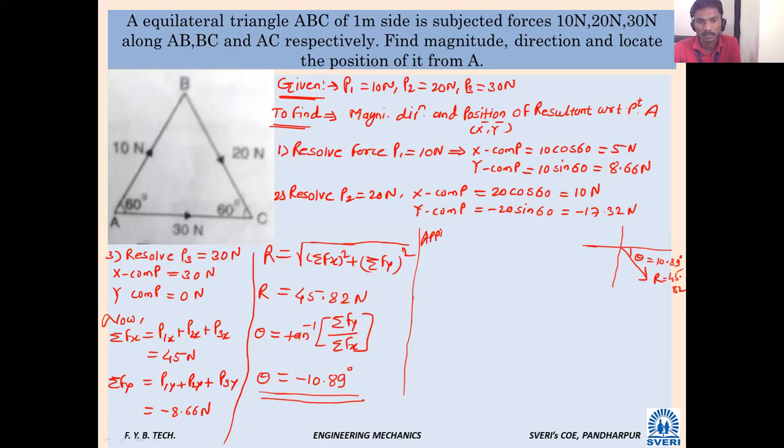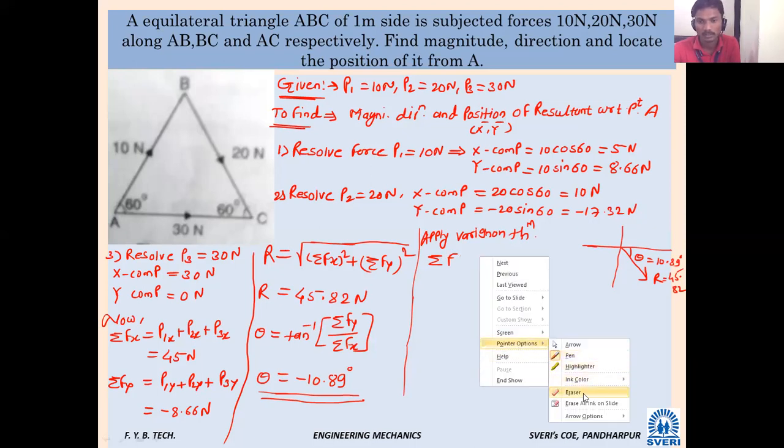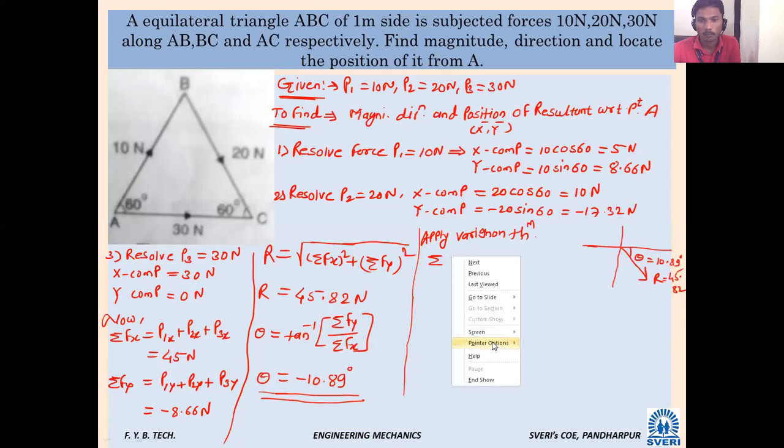It is saying something like this. I will write here: apply Varignon theorem. So the summation of moments due to all the forces, in short, I will write: summation of M, where M stands for moment and summation means addition. The summation of all the moments due to all the forces in the system is equal to the moment due to the resultant.